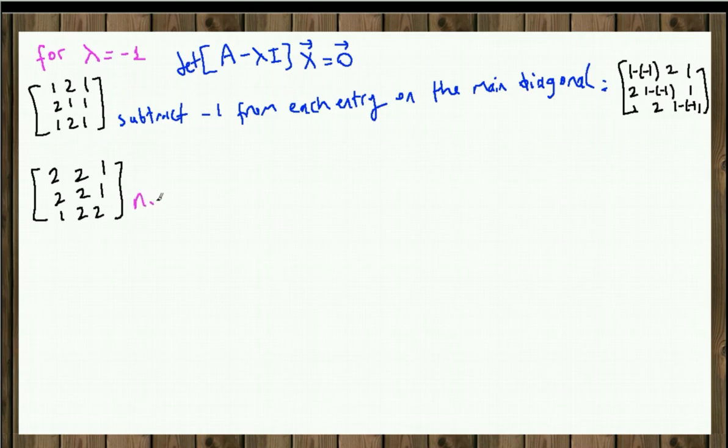Now, row reduce and find the null space. Okay, so we're going to find the null space by row reduction, and then what we find will be our eigenvector.